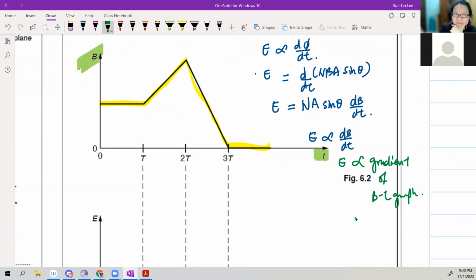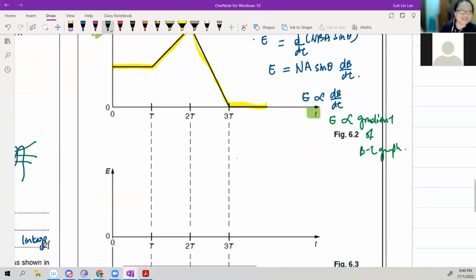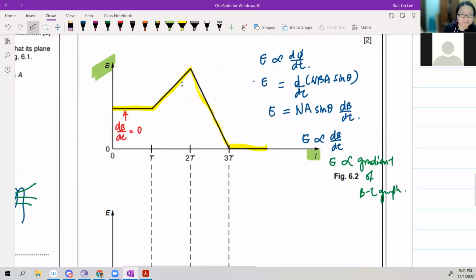Okay. All right, teacher, this one draw gradient function. Yes, that's why you learn how to do gradient functions in maths. At least I hope you learned. So let's check out this portion here. Here, dB/dt is 0 because it's flat. So the current here will be 0. Okay. After that also 0. Okay. This part here, 0, 0. All right, let's look at this part.